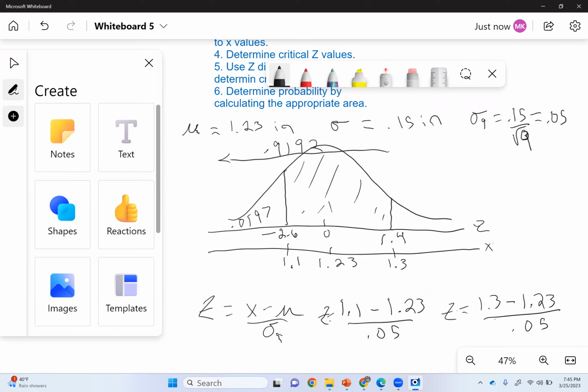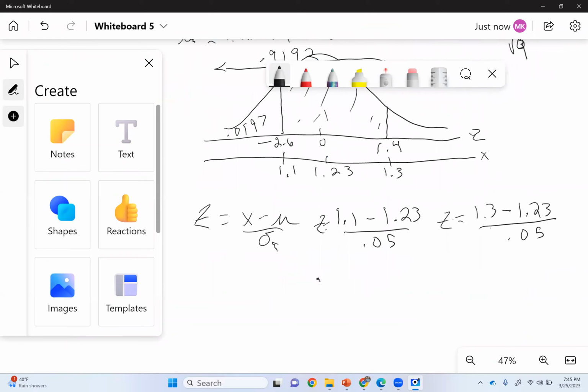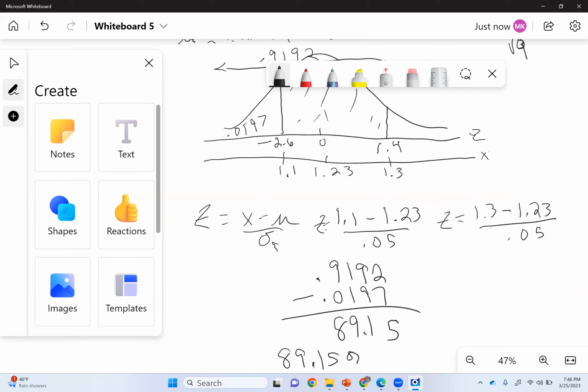So that will be equal to 0.9192 minus 0.0197. Subtracting that, 12 minus 7 is 5. 10 minus 9 is 1. 10 minus 1 is 9. 8 minus 0 is 8. So our final answer is 89.15%.